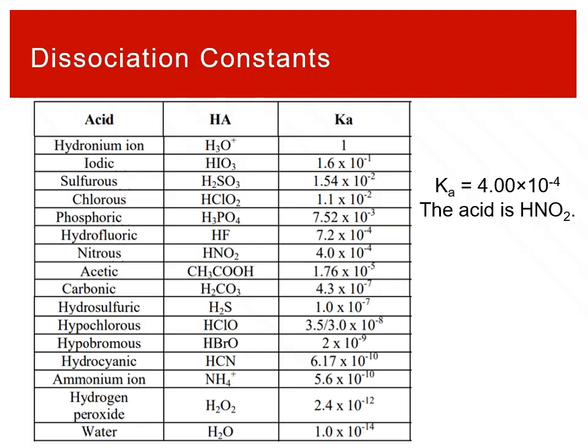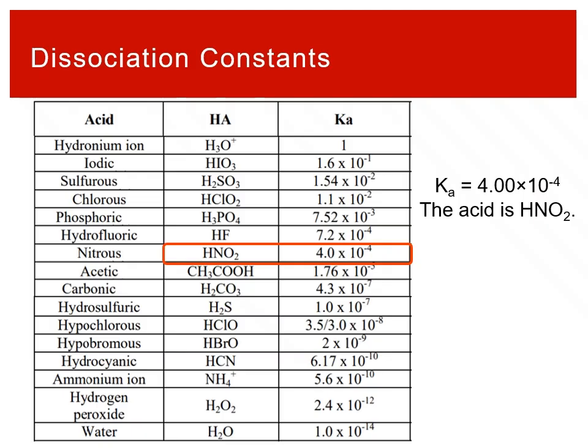When you take that value for Ka, so for example, we got 4 times 10 to the negative fourth, and you look at tabulated values for Ka, you can find that number on there and see that it means the acid is HNO2. So this solution contained nitrous acid. And this calculation we just did is a really common way that we determine unknown acids.